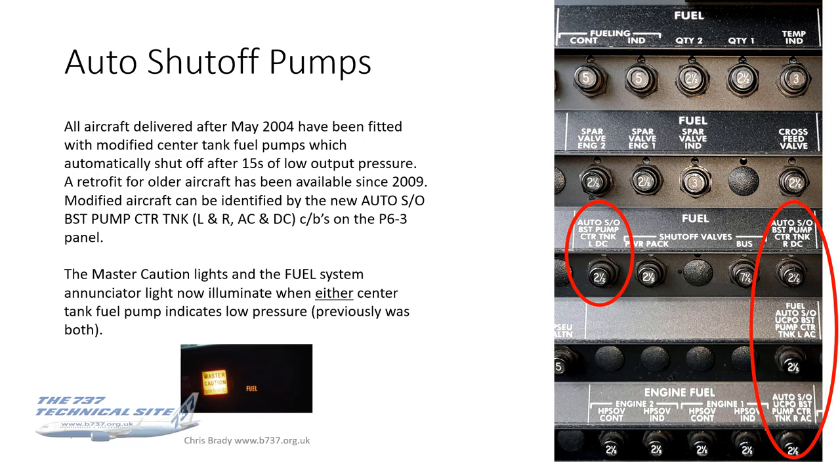The auto shutoff pumps were delivered from early 2004, and you can see if you've got them by checking your circuit breaker panel. This is on the P63 panel, just over the FO's right shoulder, where all the fuel circuit breakers are. If you see these four circuit breakers, which are labelled auto shutoff, boost pump, center tank, and then left or right DC or AC, then you've got the new pumps. And really, I think most operators should have them by now.